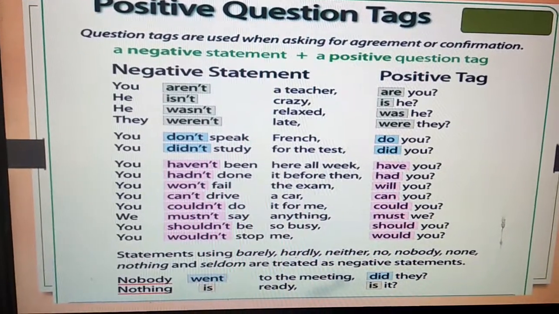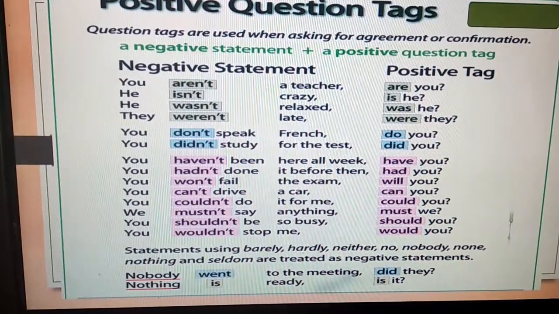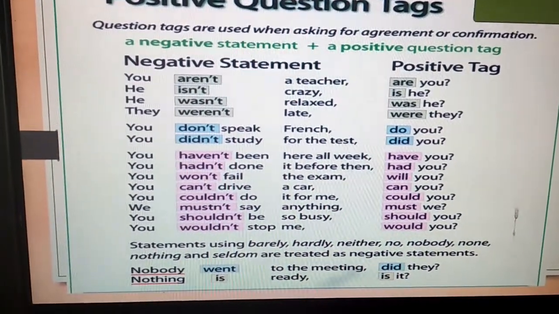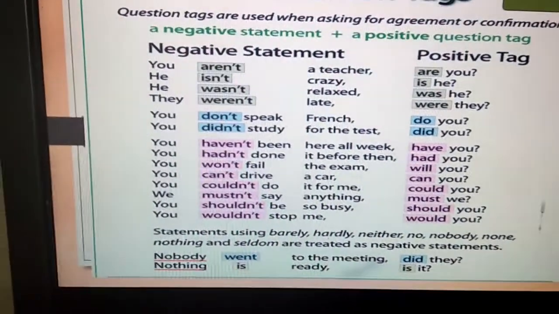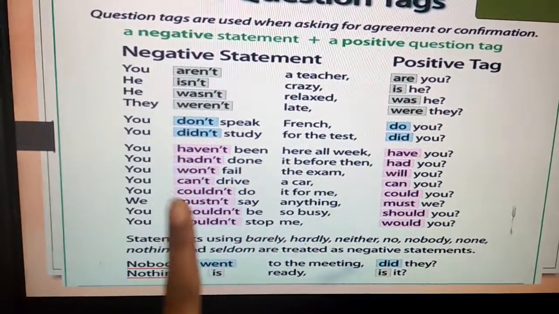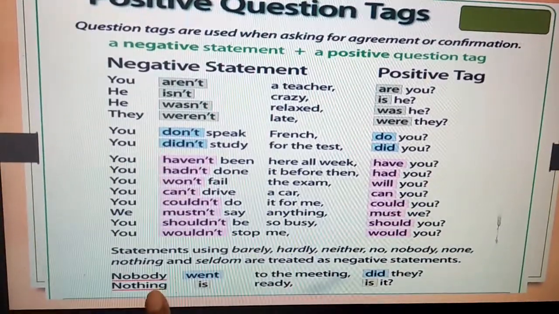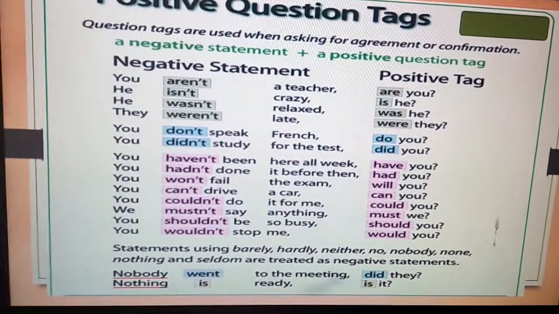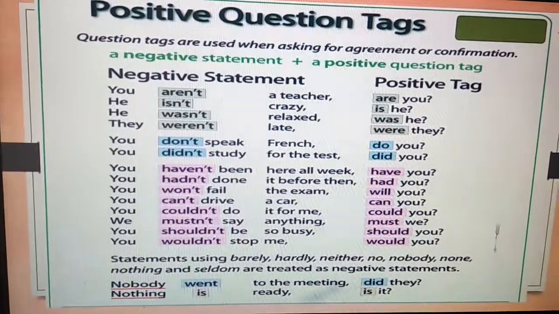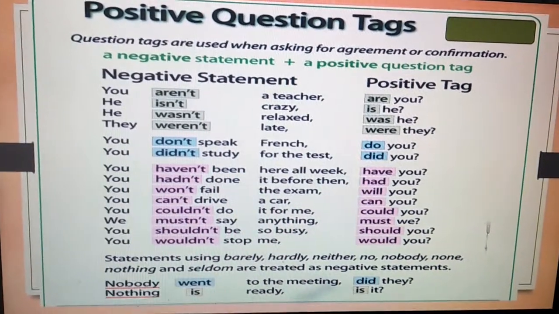So, understood? If the statements are with these words, barely, hardly, neither, no, nobody, none, any one of that, then we have to see whether this negative statement is used for person. If it is used for person, we have to use they. And if it is used for the thing, we have to use pronoun it. So, clear this part? I hope. One more time you can look at the sentences so it will be clear to you.